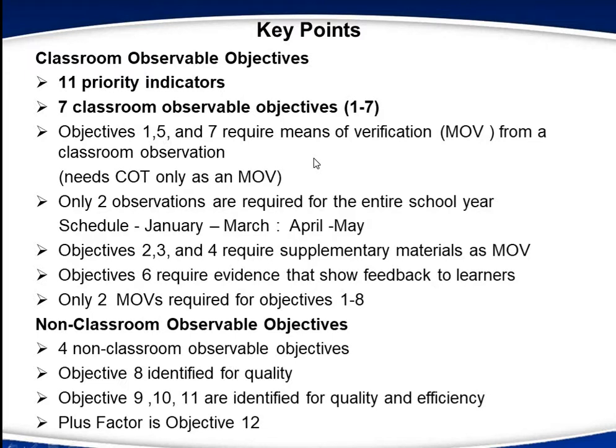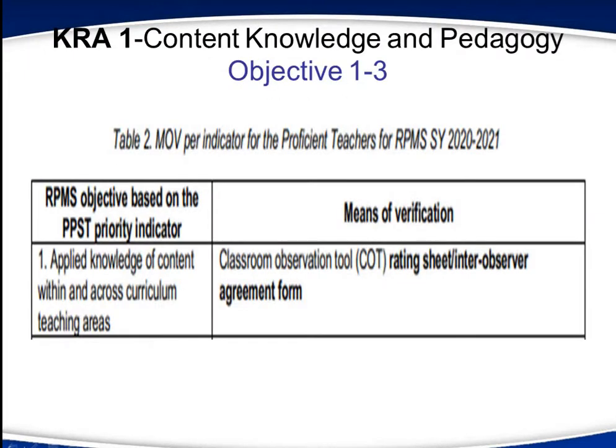For objectives 2, 3, and 4, this requires supplementary materials as MOV. And then objective 6 requires evidence that shows feedback to learners. For objectives 1 to 8, there are only 2 MOVs being required. For the non-classroom observable objectives, it starts with objective 8, which is identified for its quality. Objectives 9, 10, and 11 are identified for quality and efficiency, and objective 12 is the plus factor.